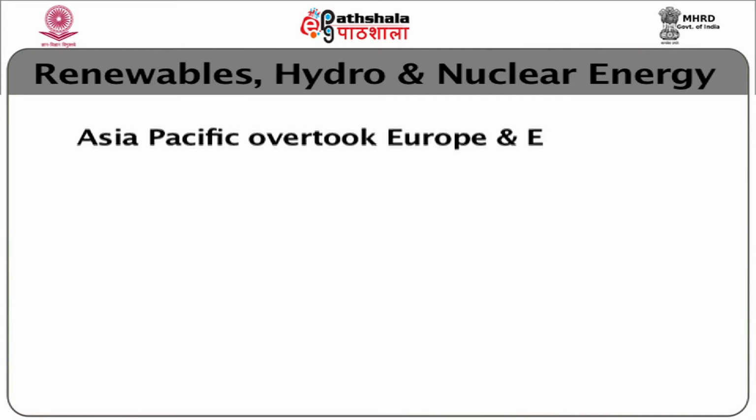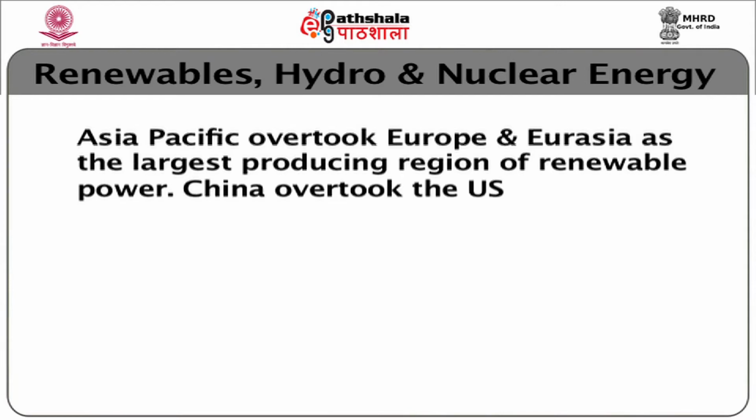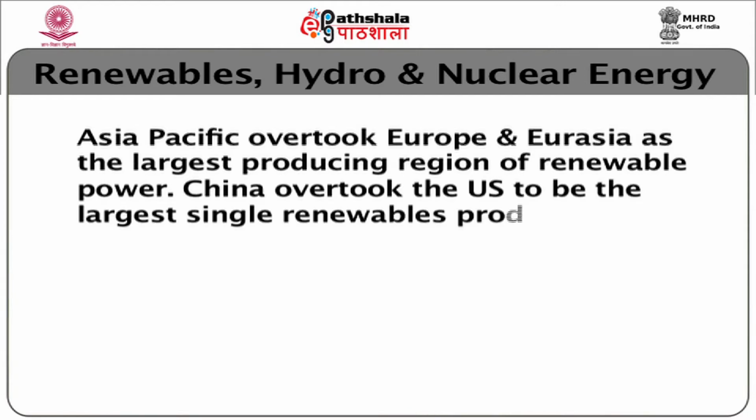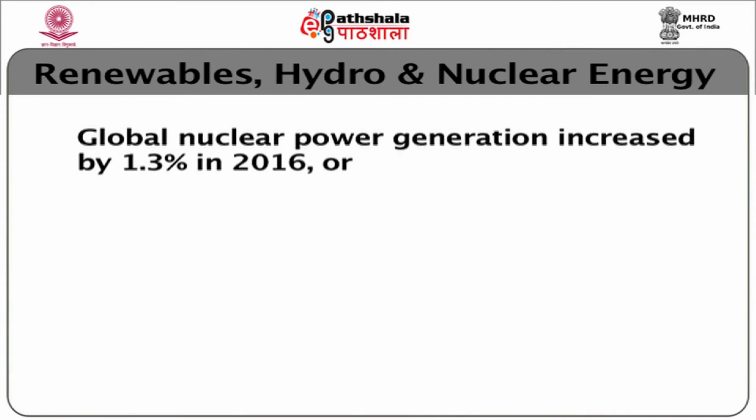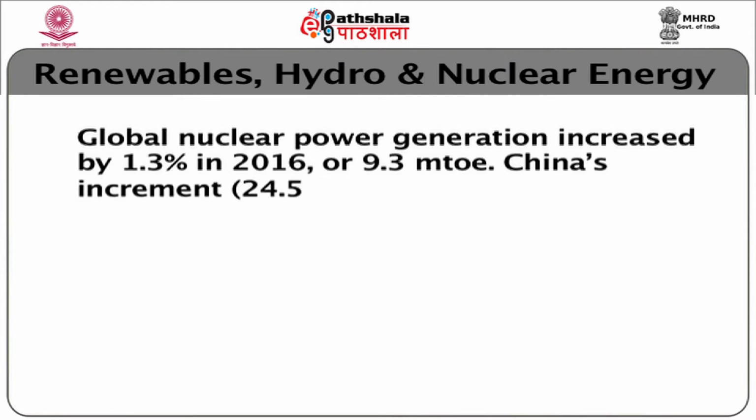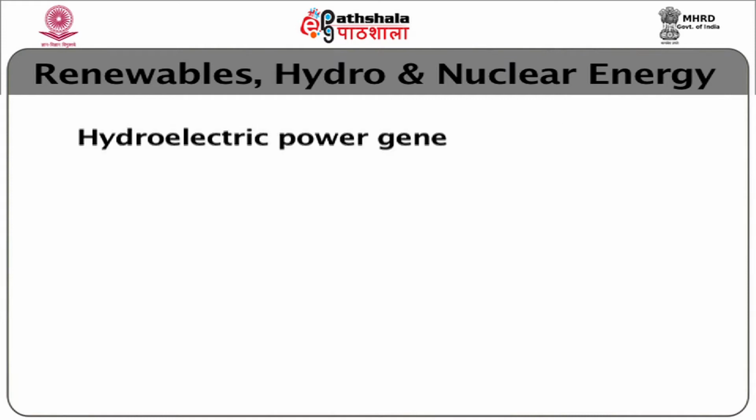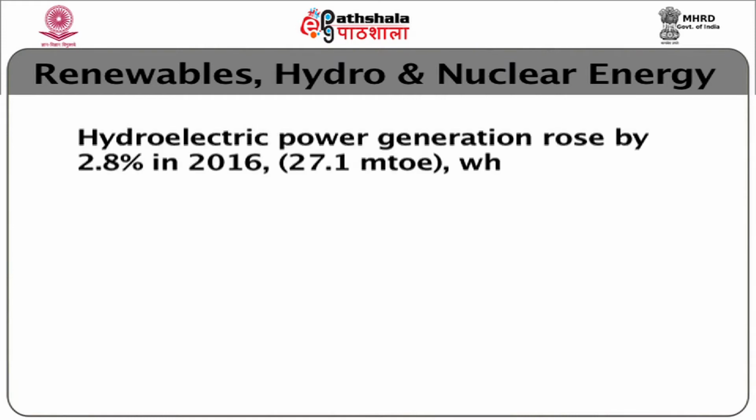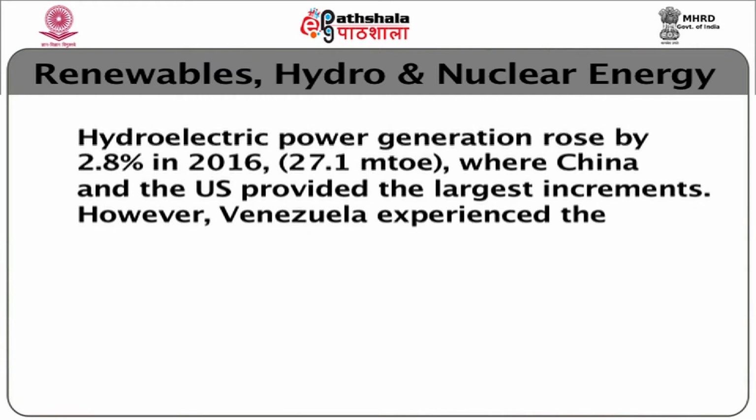Asia Pacific overtook Europe and Eurasia as the largest producing region of renewable power. China overtook the US to be the largest single renewable producer. Global nuclear power generation increased by 1.3% in 2016. China's increment, which is the maximum, that is 24.5%, was the largest of any country since 2004. Hydroelectricity power generation rose by 2.8% in 2016, where China and the US provided the largest increments. However, Venezuela experienced the largest decline.